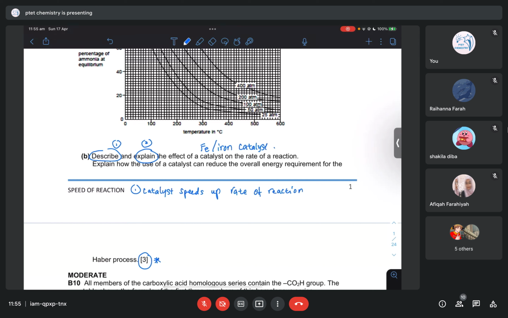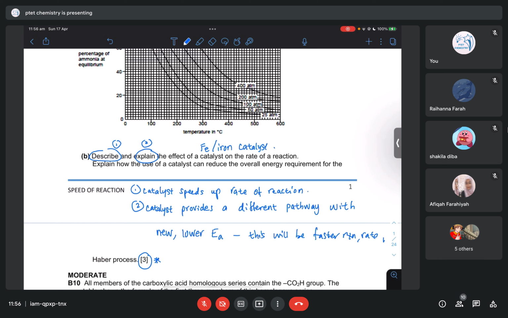How does it make the reaction go faster? That's the second bit to the definition. So what the catalyst does is it provides a different or an alternative, you can use either word as long as it's your own word, I guess, a different pathway, a different mechanism, a different reaction route. What is important is it is with new, lower activation energy, and this will be faster reactions, because lower activation energy means that the rate will be higher.